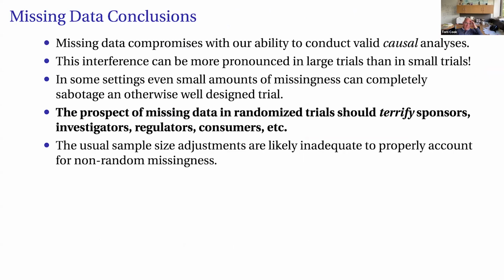So the conclusions here, and I have to wrap up because I'm almost out of time. Missing data compromises our ability to conduct valid causal analysis. And surprisingly, this interference can be more pronounced in large trials than in small trials. In some settings, even small amounts of missing data can completely sabotage an otherwise well-designed trial. So my big bottom line is the prospect of missing data in randomized trials should terrify sponsors, investigators, regulators, consumers, etc. And finally, the usual sample size adjustments that we make are likely inadequate to properly account for non-random missingness. So I think I will stop there.